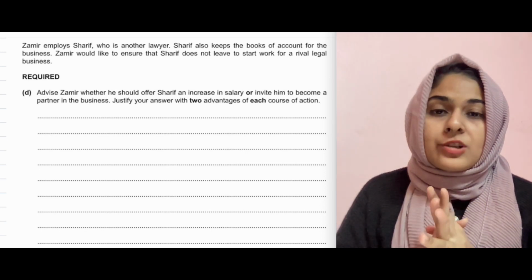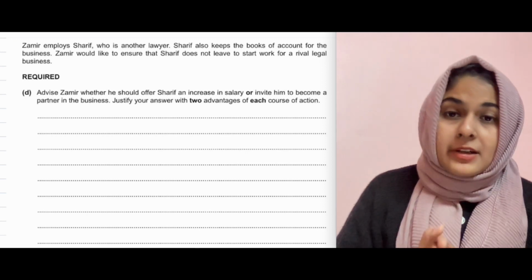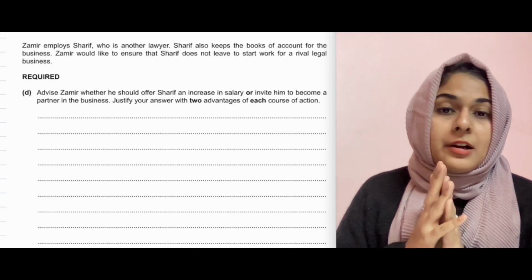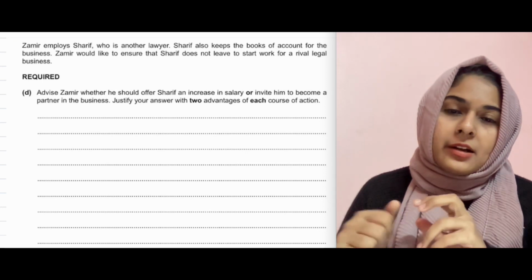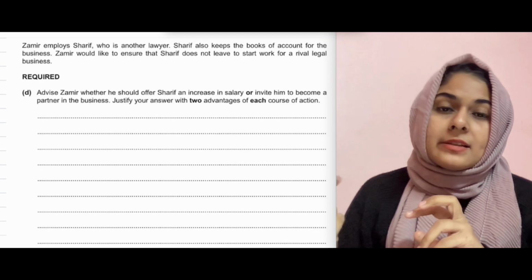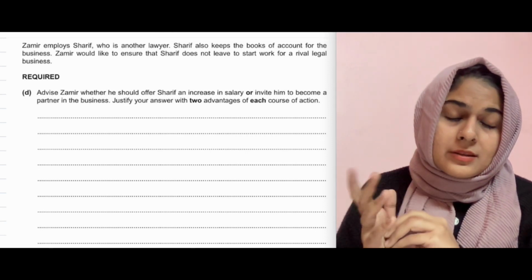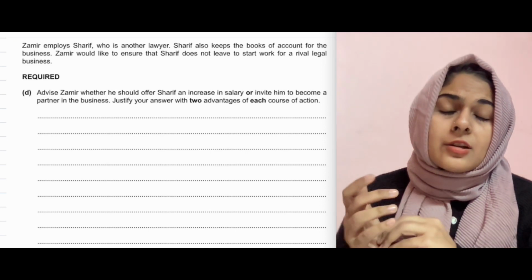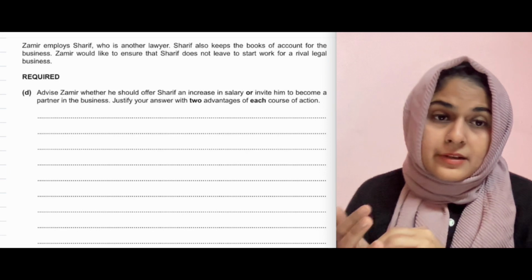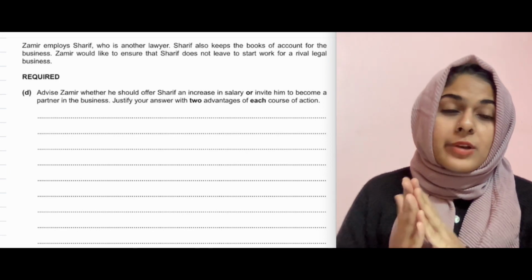तो इसलिए वो ये सोच रहा है कि या तो उसकी वो सैलरी बढ़ा दे या फिर उसको एज अ पार्टनर एडमिट कर ले. सो दे आर आस्किंग यू टू जस्टिफाई और बेसिकली यू हैव टू रिकमेंड कि वो क्या करे. लेकिन आपको 2 एडवांटेजेस देने हैं ऑफ ऑफरिंग Sharif to be a partner, and another is 2 advantages of increasing the salary. So if वो सैलरी बढ़ाता है तो फिर उसको एक एडवांटेज ही होगा.